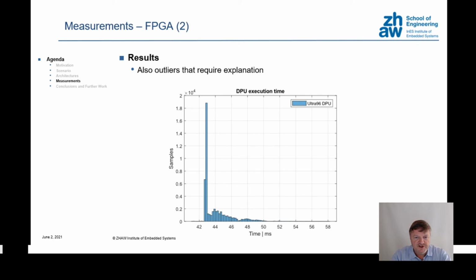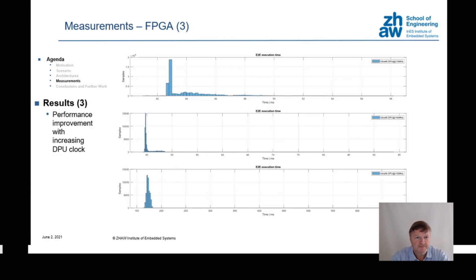Here we see that we average an inference time of around 43 milliseconds. It is longer than that from the GPU platform, but then it is clocked substantially lower. We also here have outliers up to about 58 milliseconds that require some explanation. Also here, manipulating the clock, we can see quite clearly how the performance improves with an increasing DPU clock. We also see that the outliers can be substantially higher for lower DPU clock rates.